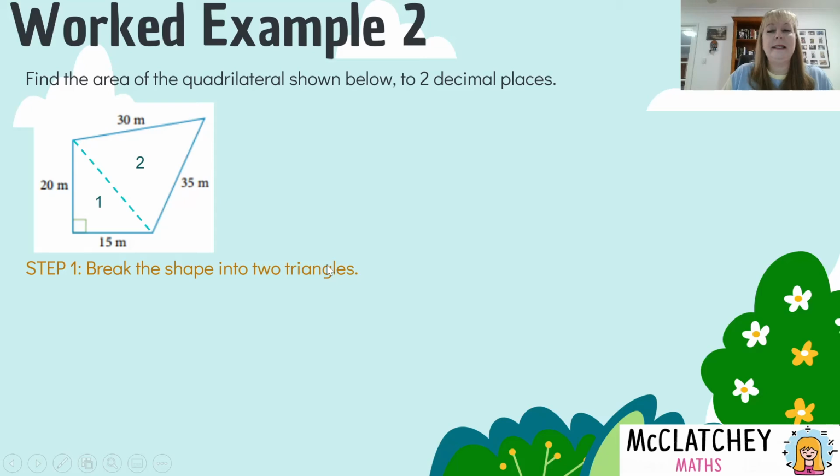Now we're going to actually label those 2 areas as well so that we can communicate what's going on when we're providing all our working. Makes it a lot easier for your teacher to see where you're going. So we're going to find the area of triangle 1 first.